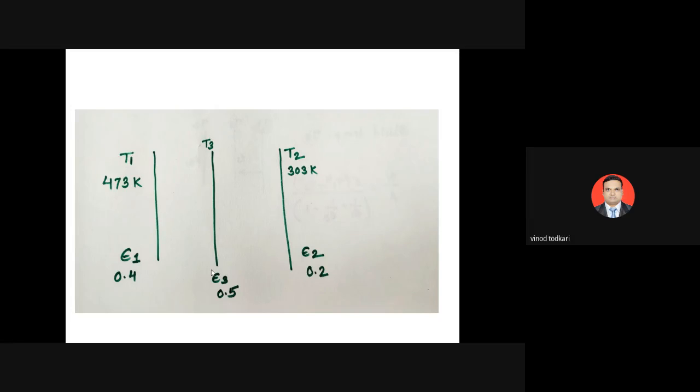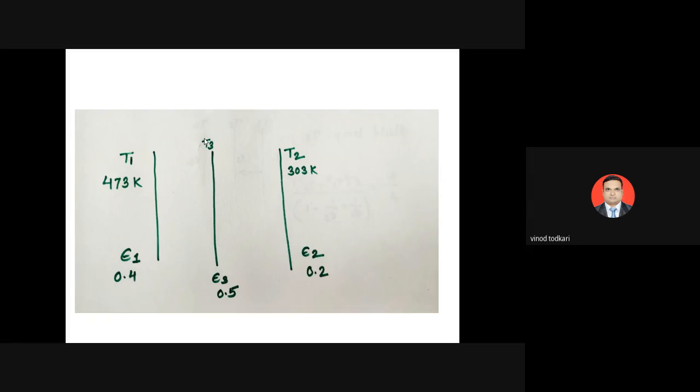Just assume that without shield, if no shield is present, let's say the heat loss rate is 100 watts per meter square, right? And when shield is placed, let's say the heat loss rate is 60, right? So how much will be the percentage reduction? It will be 100 minus 60 upon 100. So it will be 40%, right?